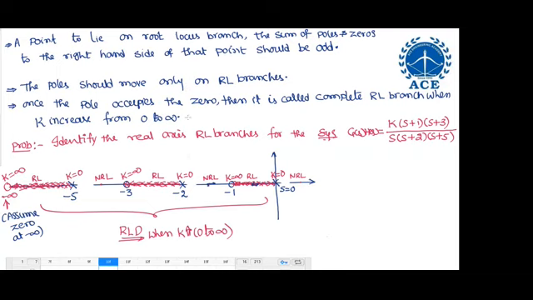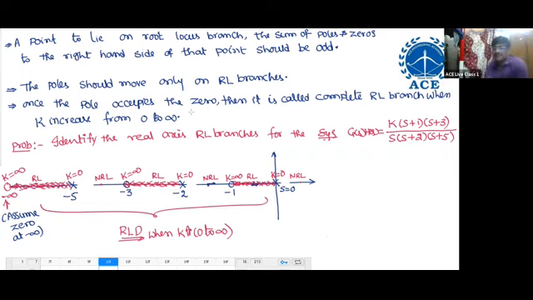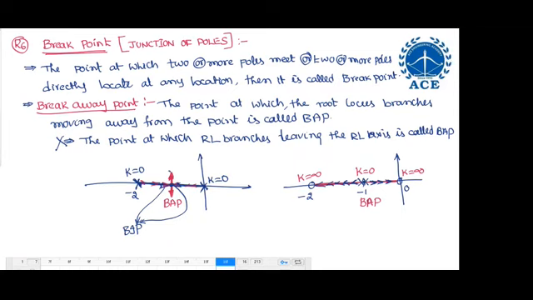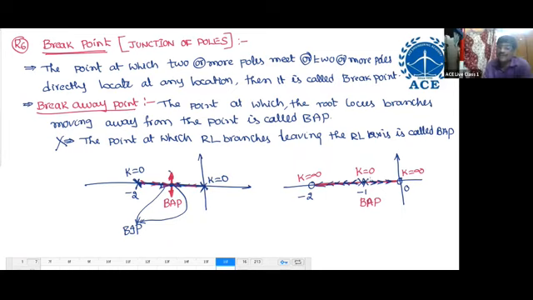So can we say for each and every break-in point, there exists a breakaway point? Not all. Some cases may not. For example, see here, in this case breakaway is there. Here break-in is there. Is there a break-in here? No break-in. That's not compulsory.